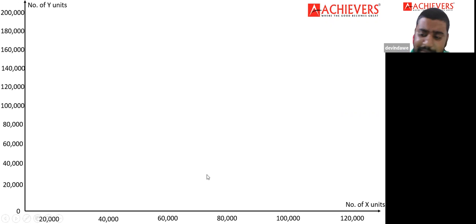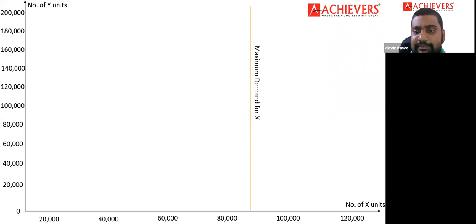y units. So if we are saying the maximum demand for x is 85,000, how you draw it is x equals 85,000, like this. Maximum demand for x. You draw one line at 85,000 to the top of the graph like a wall. You can't go beyond 85,000 because that's the maximum amount of product x that you can sell, right? This is at 85,000. Clear? x equals 85,000. Clear? Any question?